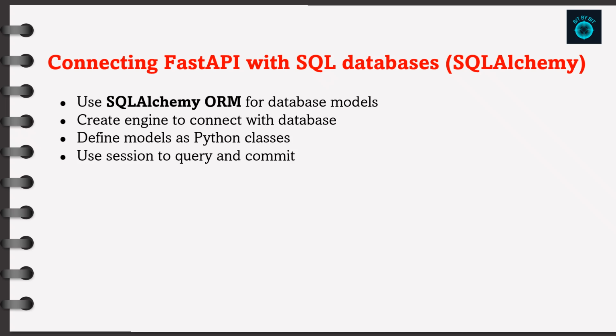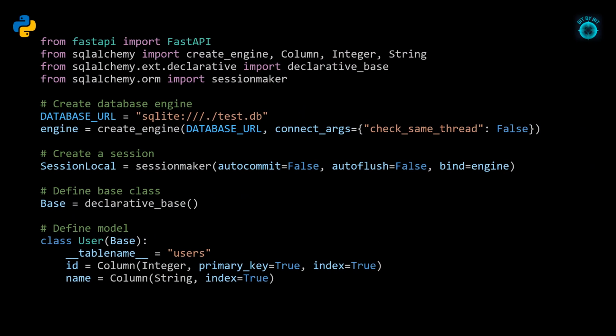To connect, we first create an engine that points to our database. Then we use a session object to query or save data. This approach keeps our code clean and structured, while still using the full power of SQL databases. In this code, we set up a database connection using SQLAlchemy step by step.